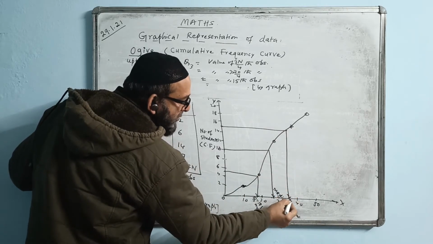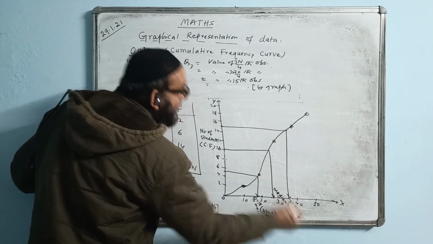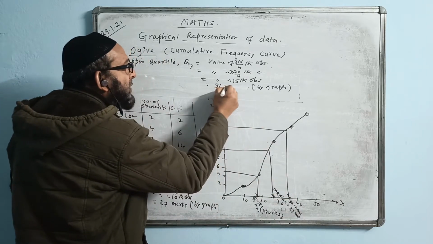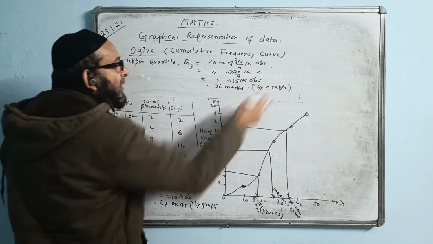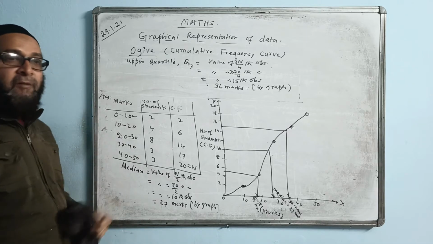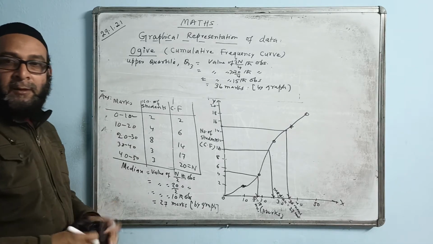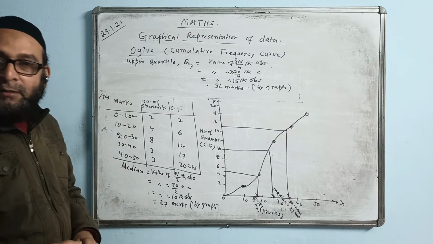I guess this is supposed to be 36, I get 36 marks. Here we are writing 36 marks and making a note here by graph. This is how we find the upper quartile. They may not ask you to find everything.